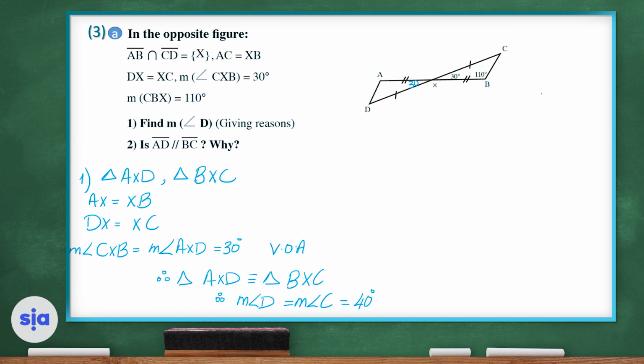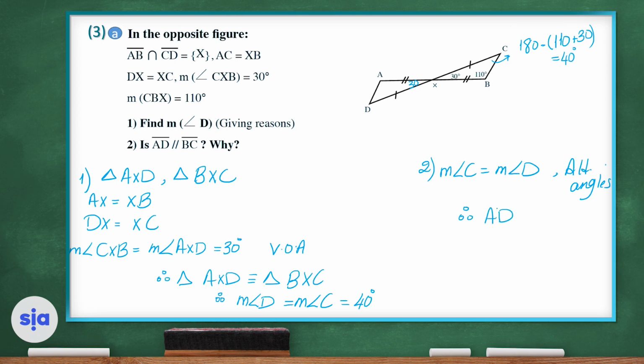How did you get it 40 degrees? You will see that here for angle C in triangle XBC, it's 180 minus 110 plus 30, so it is 40 degrees. From what we found in question 1, that measure of angle C is equal to the measure of angle D, and they are alternate angles, therefore AD is parallel to BC.